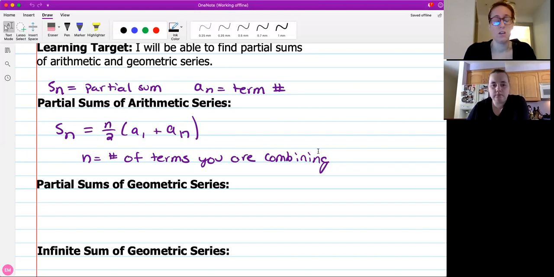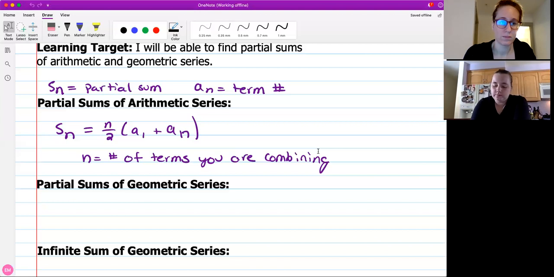Yep. Those symbols don't change between arithmetic and geometric sequences. The only one that changes is that we use d for the common difference for arithmetic sequences, and r for the geometric sequence or series. So S sub n, A sub n, A1, those are all the same between the two. Make sure you have those straight.